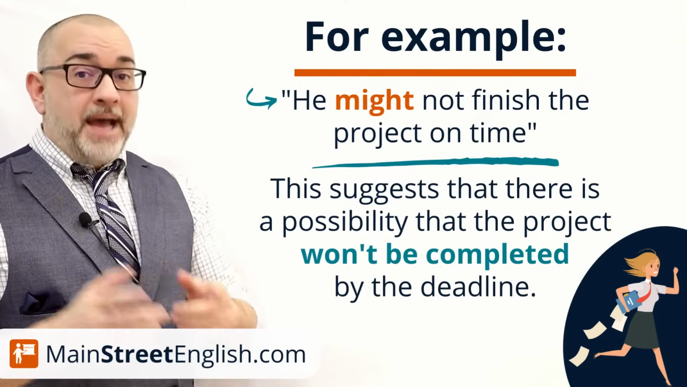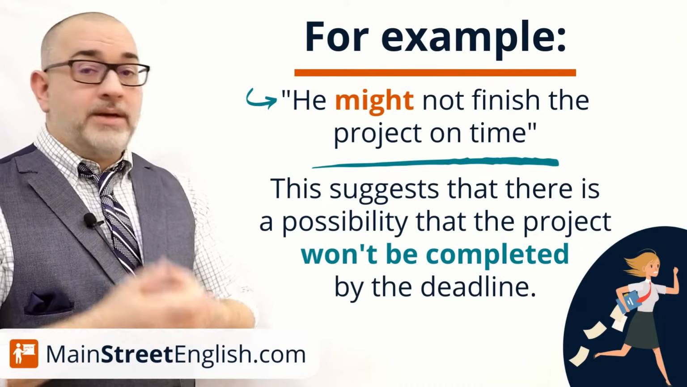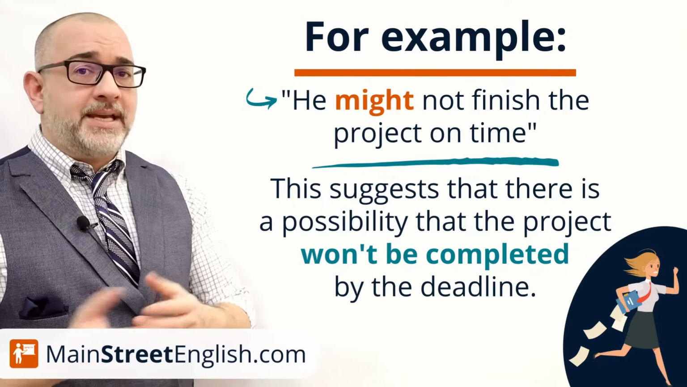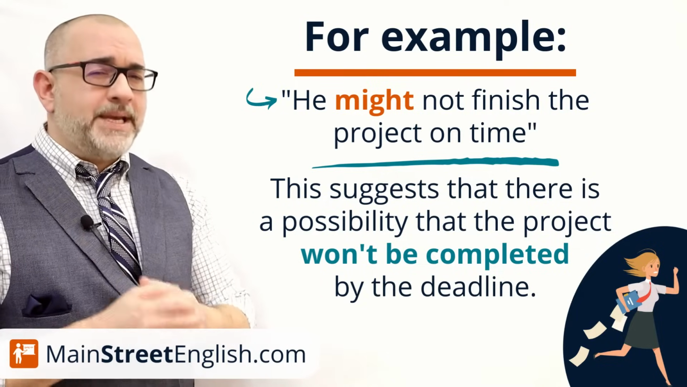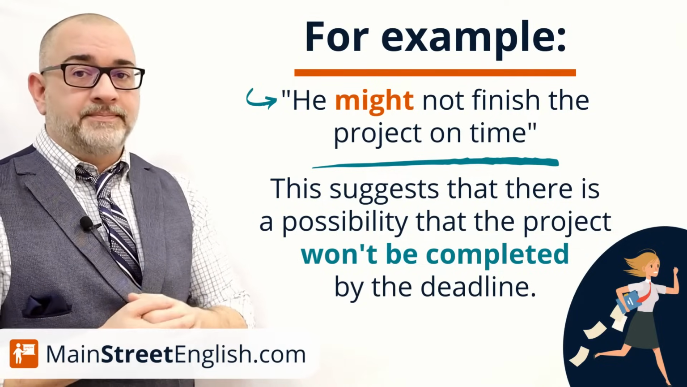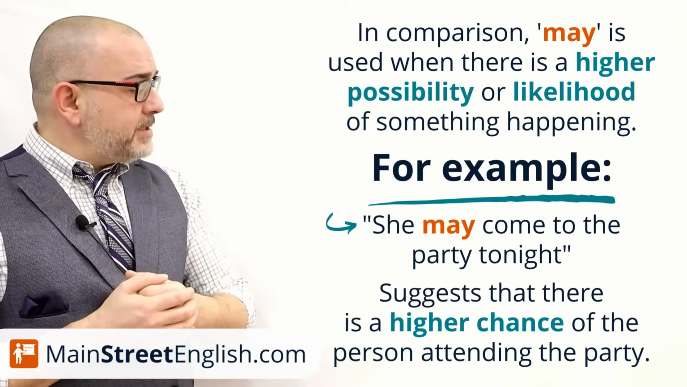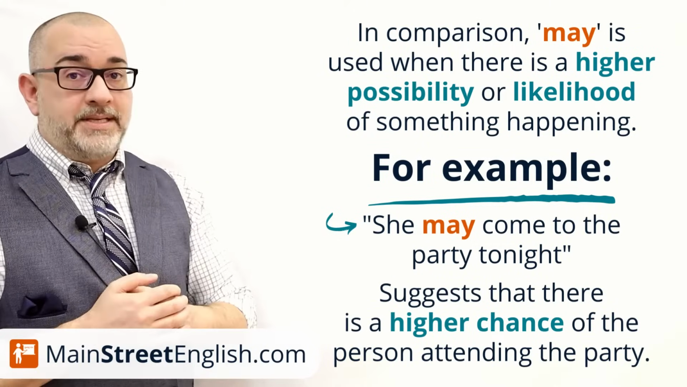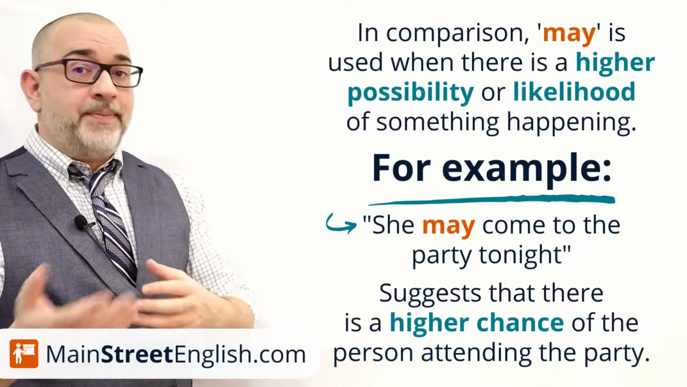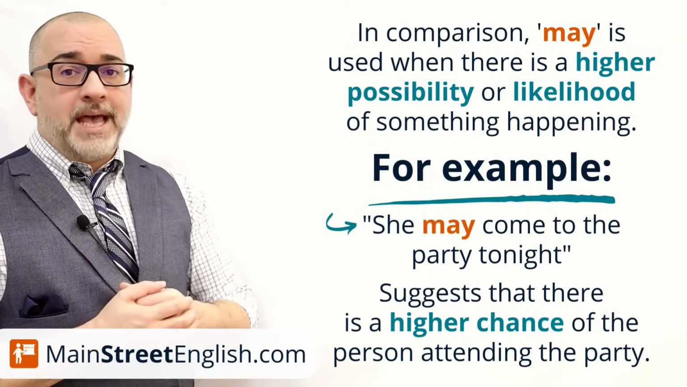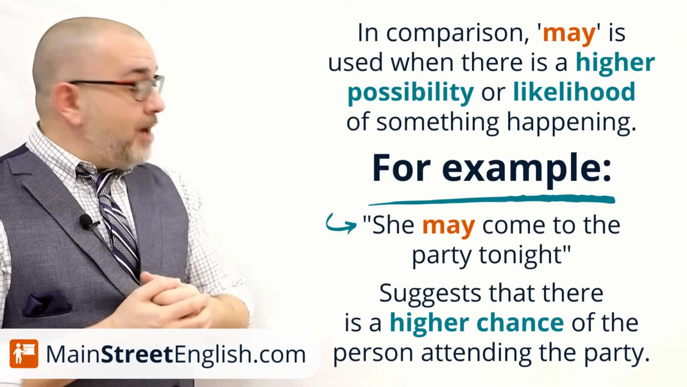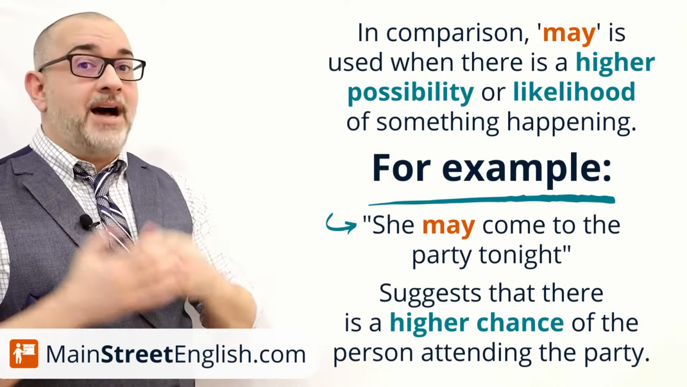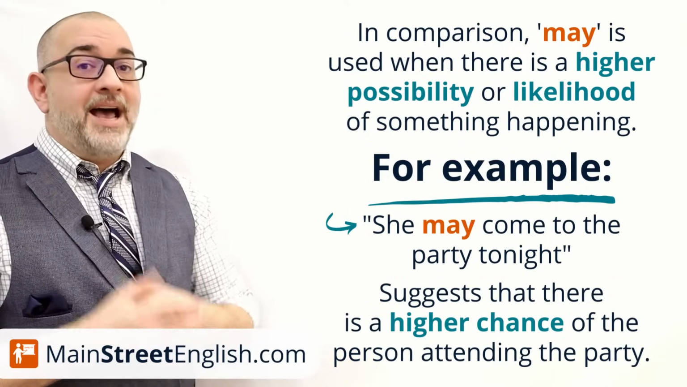Similarly, he might not finish the project on time suggests that there is a possibility that the project won't be completed by the deadline. In comparison, may is used when there is a higher possibility or likelihood of something happening. For example, she may come to the party tonight. Suggests that there is a higher chance of the person attending the party.